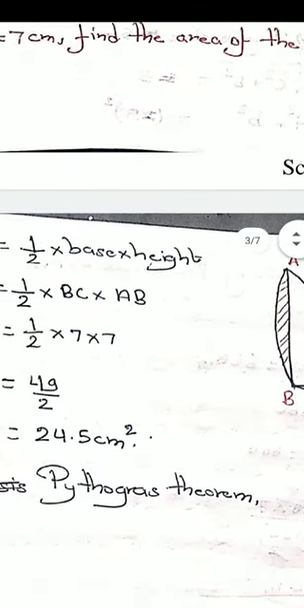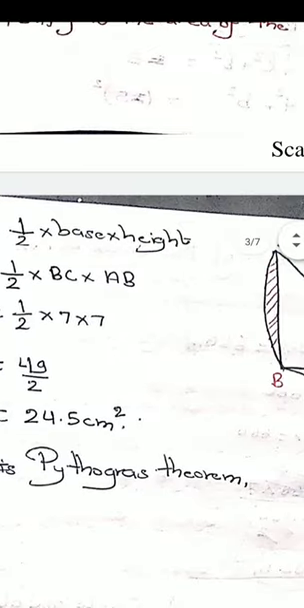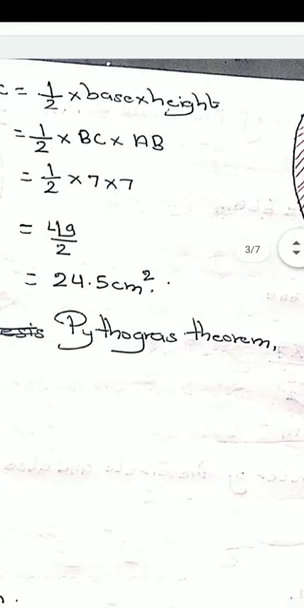So I'm calculating the area of the triangle ABC. Area of the triangle ABC equals half into base into height. Half into base is BC and height is AB. We have been given their values. So I'm writing 49 by 2, that is 24.5 centimeters square.